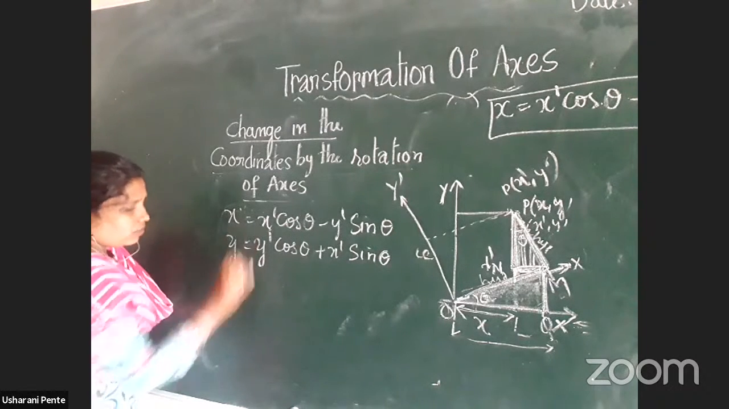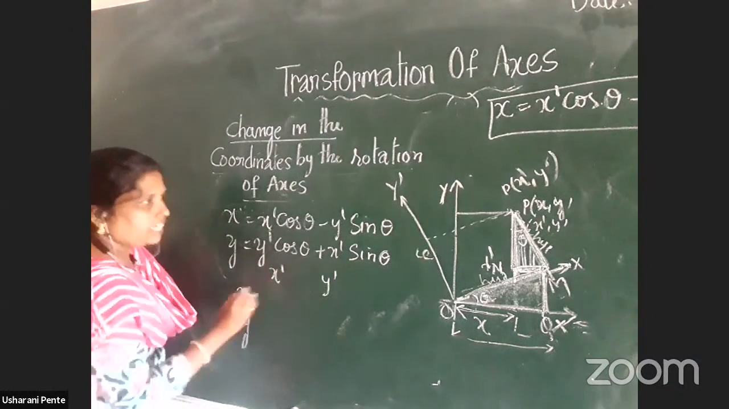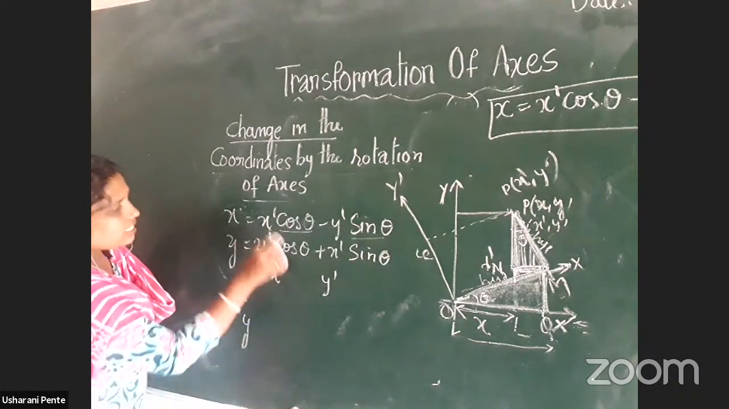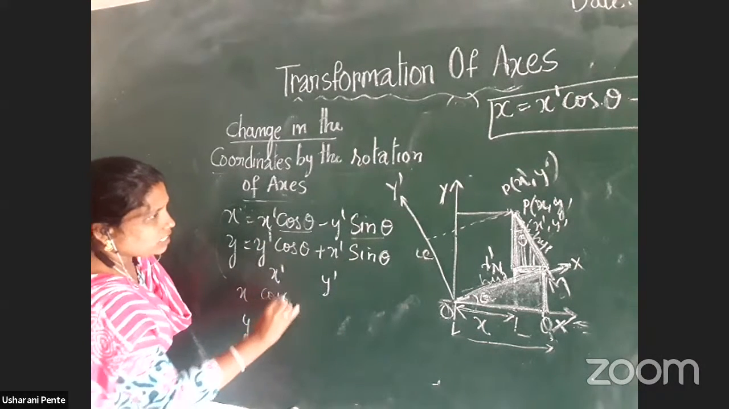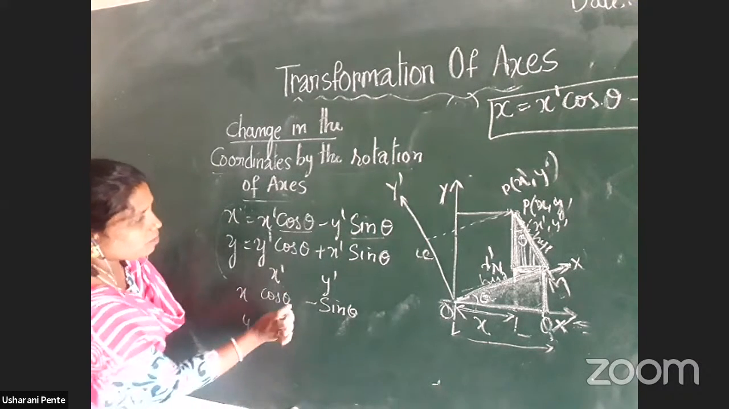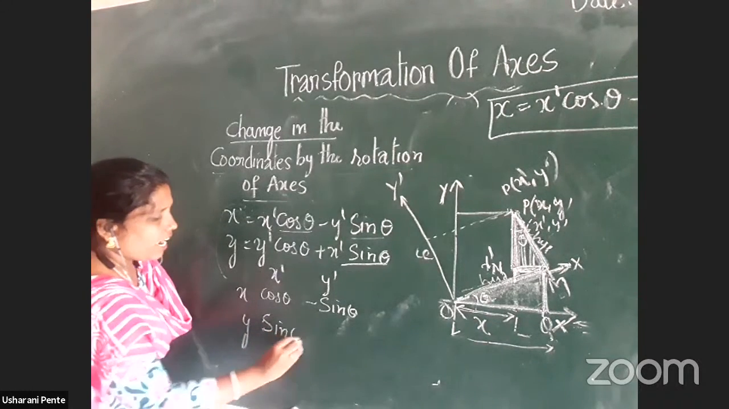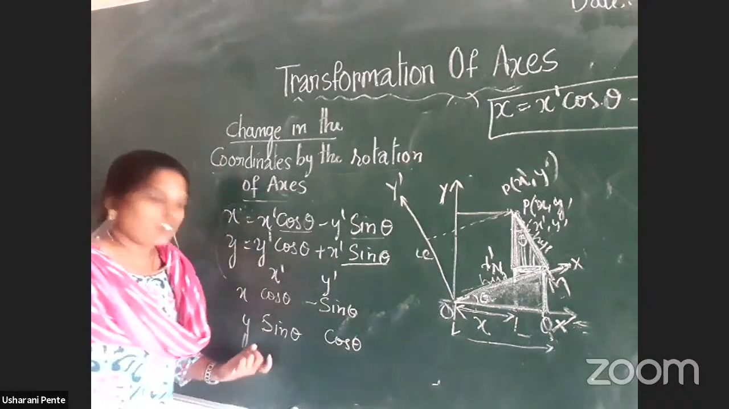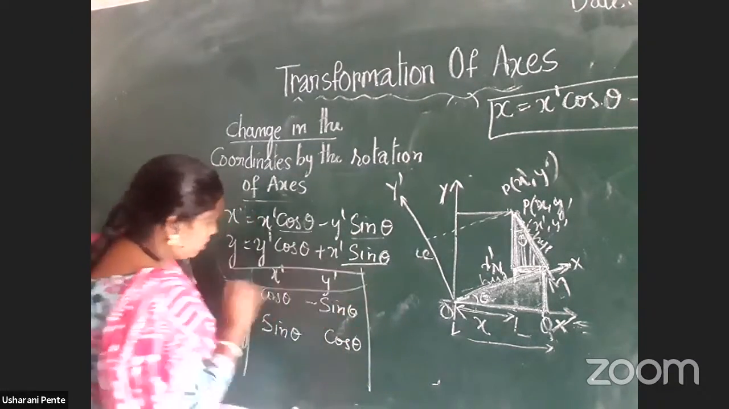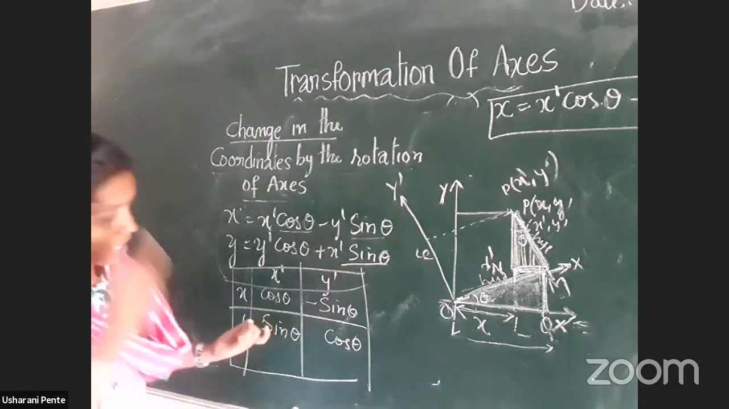How can we find it? We'll take x dash and y dash in a horizontal line, and x and y in a vertical line, and we write the coefficients. For x, the coefficients are cos theta and minus sin theta. For y, the coefficients of x dash is sin theta, and this is cos theta. This is the way you all have to remember to find the coordinates.